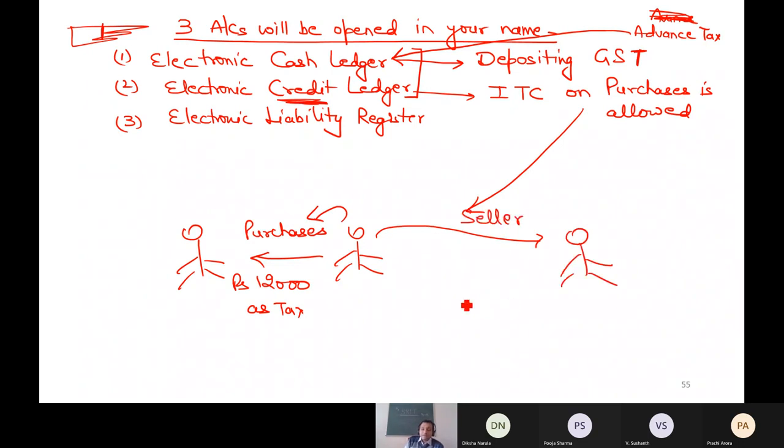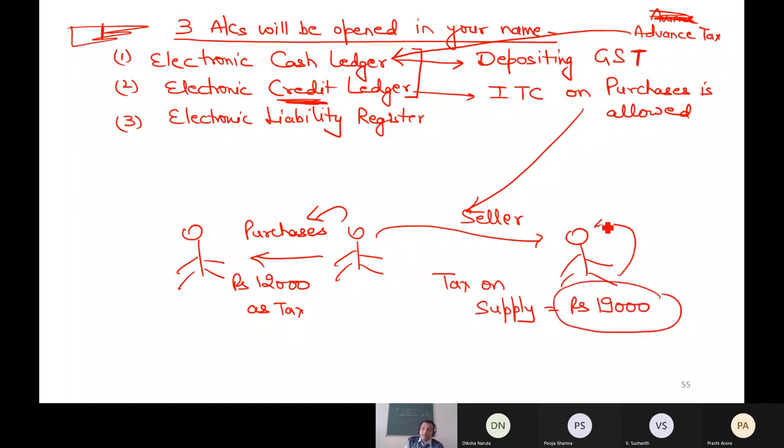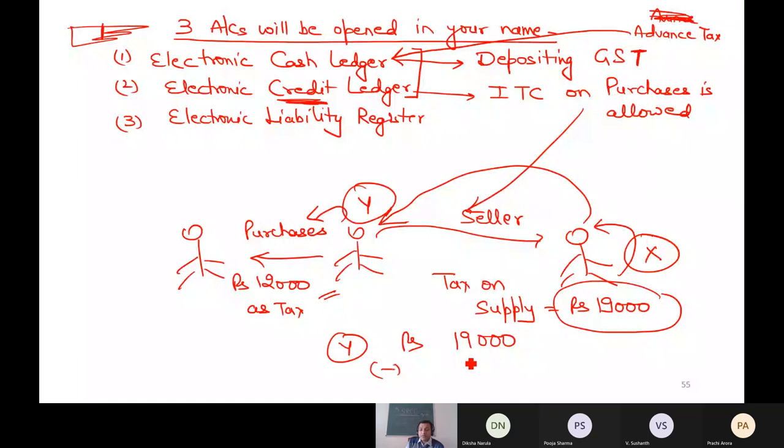And now the tax on supply is equal to rupees 19,000. 90,000 who will pay? This person will pay 90 to me. This person, Mr. X, will pay 90 to Y. But Y will not pay 19 to the government, because Y will say that out of 19, already tax on my purchases is 12. So Y will actually pay to the government only how much? 7,000. This Y will pay to government.